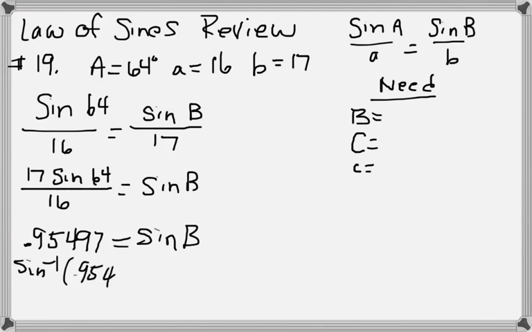So if we take the inverse sine, or the arc sine, whatever you want to call it, of both sides, we end up finding angle B is equal to 72.7 degrees. Alright, the next step: at this point, you've ruled out the possibility of 0 triangles. You've actually found angle B.